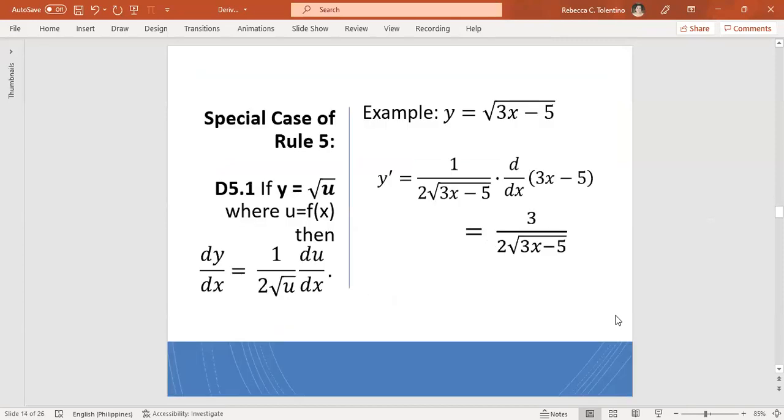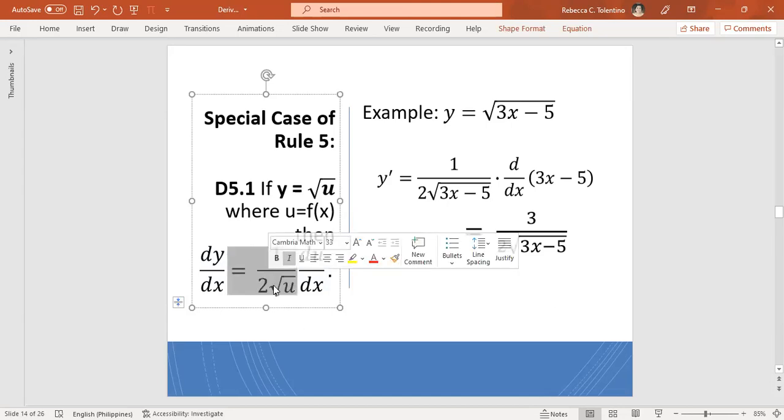These are special cases of Rule 5. So we'll just call this D5.1. If y equals square root of u, then dy over dx is 1 over 2 square root of u. So this aspect over here is constant, so you indicate that already. What you will get the derivative of is just the derivative of the radicand. So you multiply 1 over 2 square root of u by the derivative of the radicand.